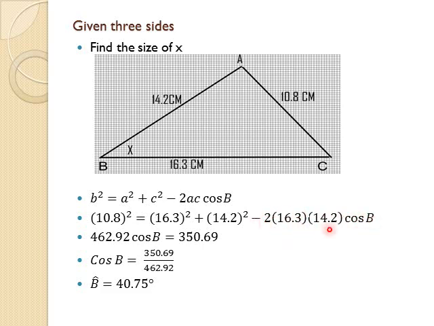If I take this and I simplify it, it gives me 462.92 cos b negative. So I took that to the other side and it gives me 462.92 cos b equals 16.3 squared plus 14.2 squared minus the 10.8 squared, which would give me 350.69. To get cos b, 350 divided by 462.92. Then I press shift cos of this value here, and it gives me angle B as being 40.75 degrees.